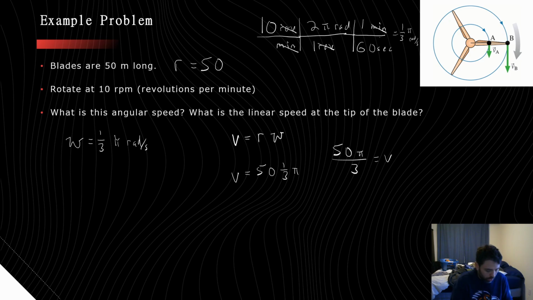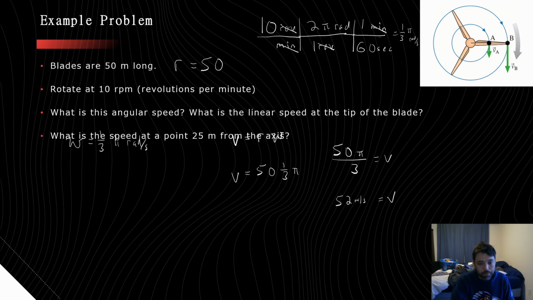So we're going to take that and do it now. 50 times pi divided by 3 is about 52.34. So V is about 52 meters per second, rounding to a whole number. Okay. That's how fast this blade is spinning at the tip, right?